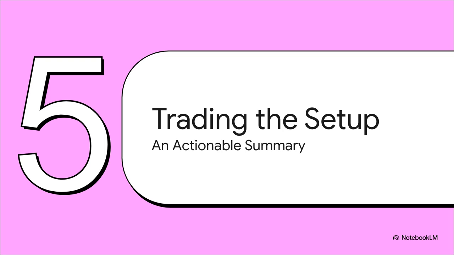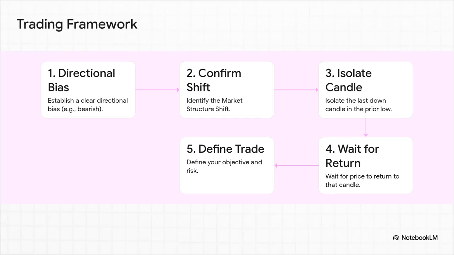Okay, let's bring this all home. I'm going to wrap everything we've talked about into a simple, step-by-step framework you can actually use. So here it is, your 5-step checklist. Number 1, you got to establish a clear directional bias. Let's stick with bearish. 2, identify that market structure shift, that break of the low. 3, isolate the last down candle in that prior low. That's your point of interest.